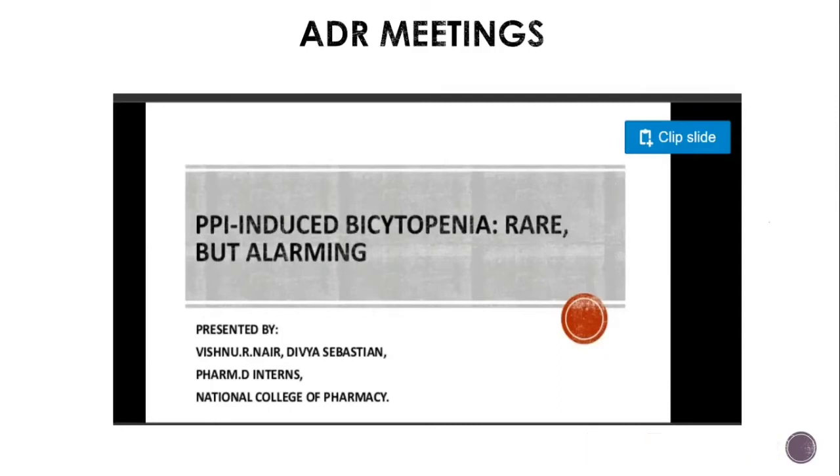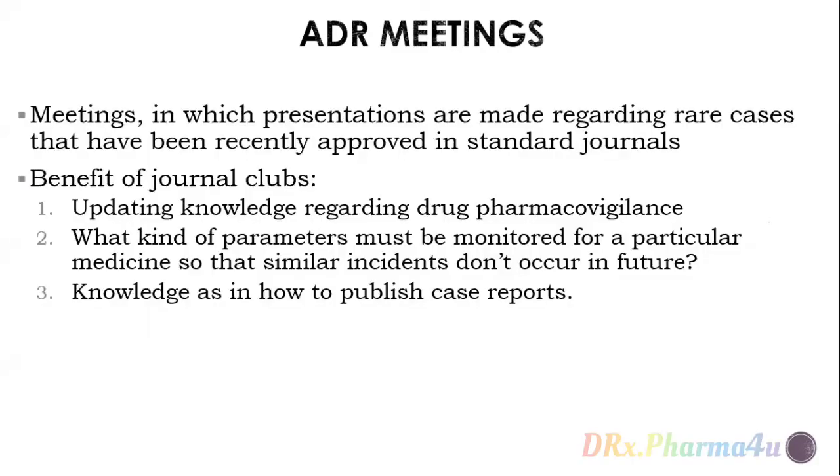So they will publish case reports. You have to find those case reports and make a presentation of that. So I will present one ADR meeting in front of you in future, so you will understand what I'm talking about. So ADR meeting is a meeting in which the presentations are made regarding rare cases that have recently been approved in standard journals. For example, paracetamol is causing kidney toxicity. I'm just giving an example. Paracetamol-induced nephrotoxicity. So maybe it is very rare. It is not in textbooks also. So that is called a case report. So you got an article like that and you are talking about it.